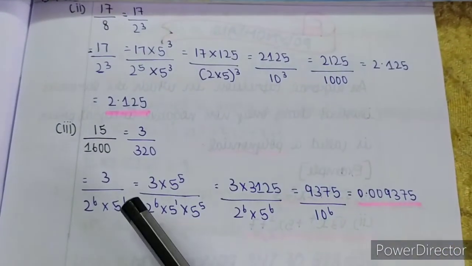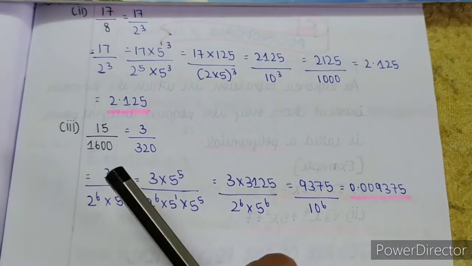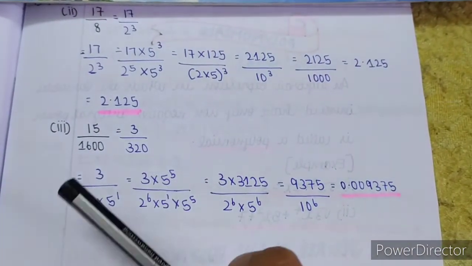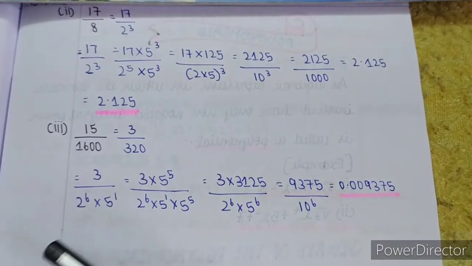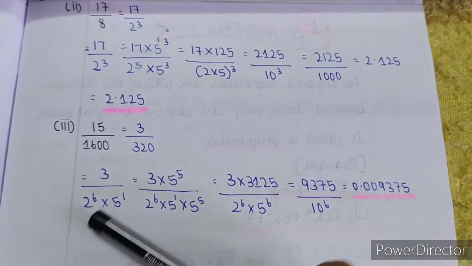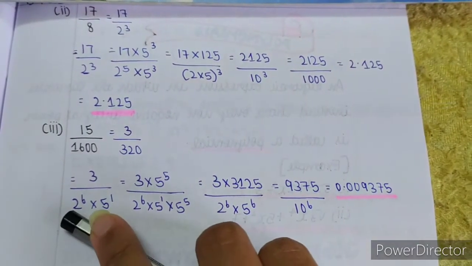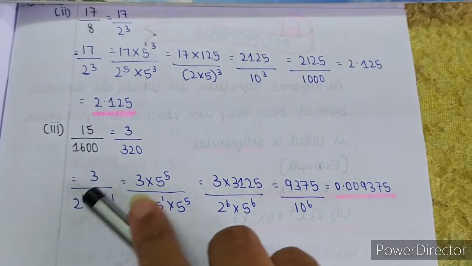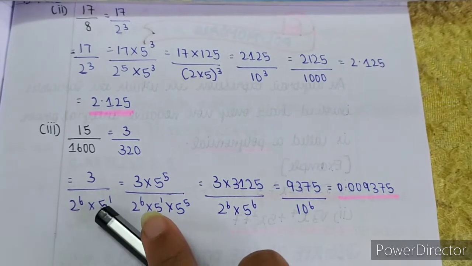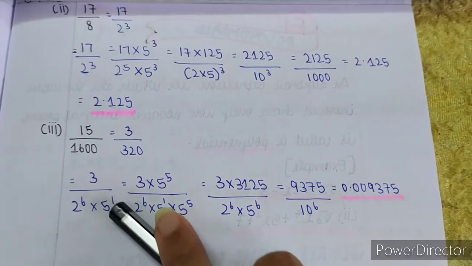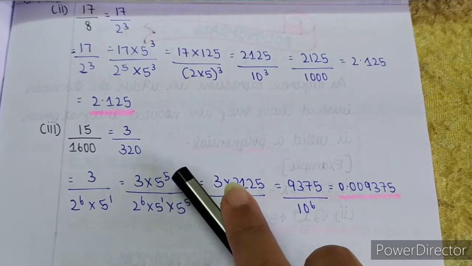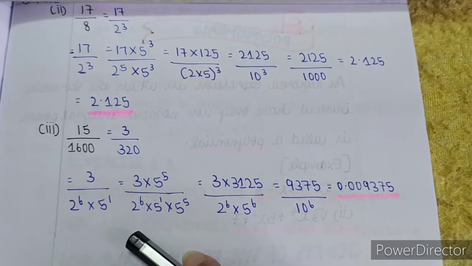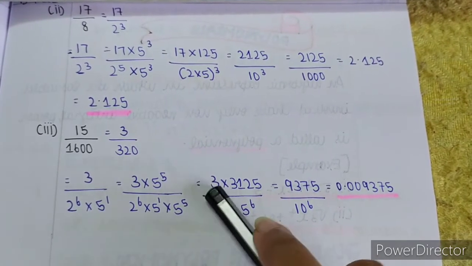The third subdivision is 15 by 1600. On simplifying the rational number, we get 3 by 320. 320 can be written as 3 by 2 to the power of 6 into 5 to the power of 1. Here, following the same steps, 2 to the power of 6 into 5 to the power of 1. To have a common power for both the numbers 2 and 5, we need to multiply both numerator and denominator by 5 to the power of 5. Therefore, the denominator can be written as 2 to the power of 6 into 5. I hope this is clear to you.